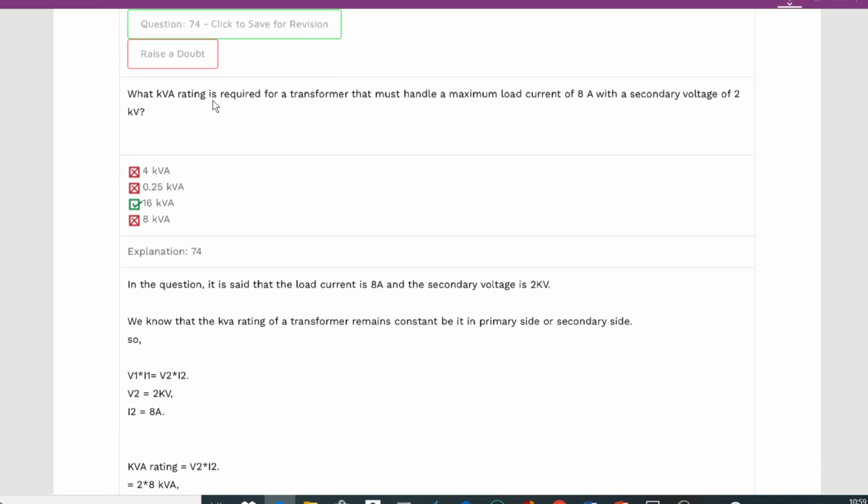Now, what kVA rating is required for a transformer that must handle a maximum load of 8 ampere with a secondary voltage of 2 kilovolt? Here we can directly multiply 8 into 2, so it is 16 kVA.